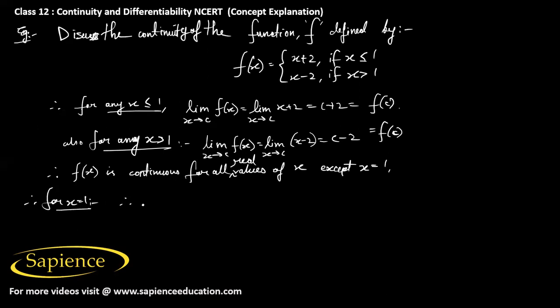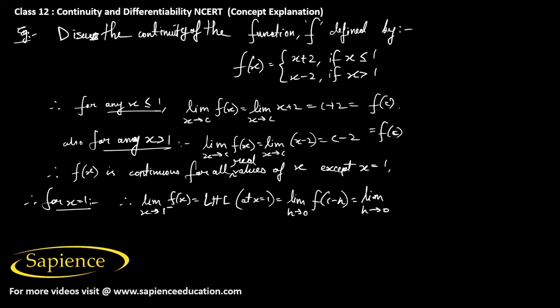So limit x tends to 1 minus f of x, which is the left hand limit of the function at x equal to 1, will be equal to limit h tends to 0 f of 1 minus h. So we need to write limit h tends to 0 of 1 minus h plus 2. If you put h equal to 0, that will be equal to 3, which is equal to f of 1 also.